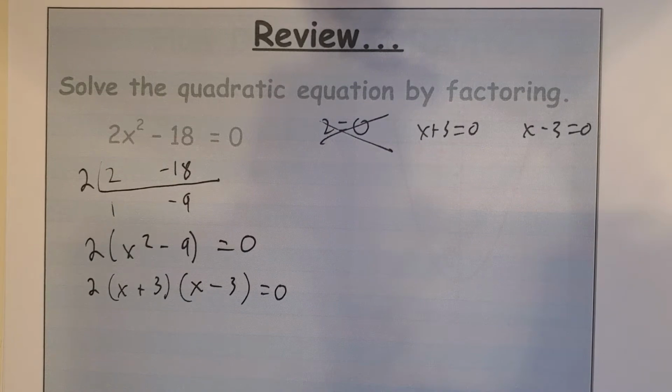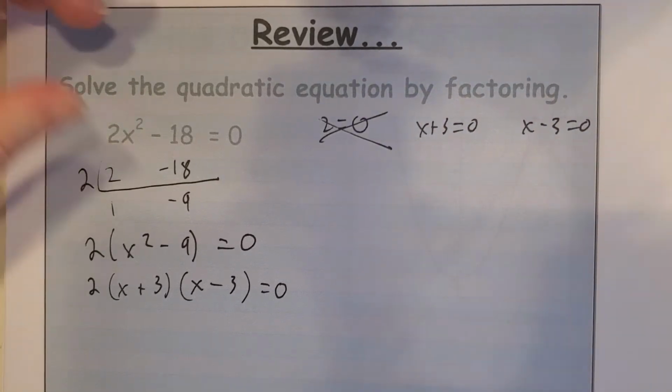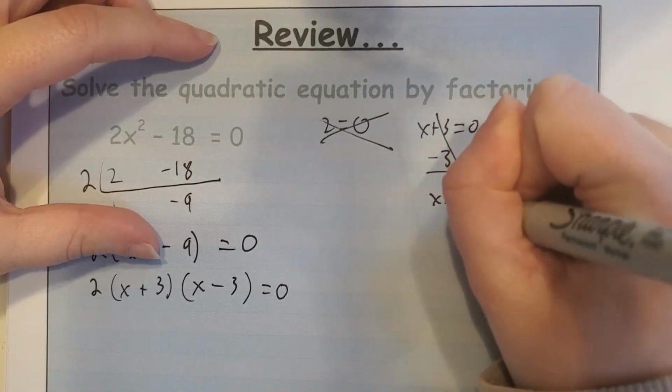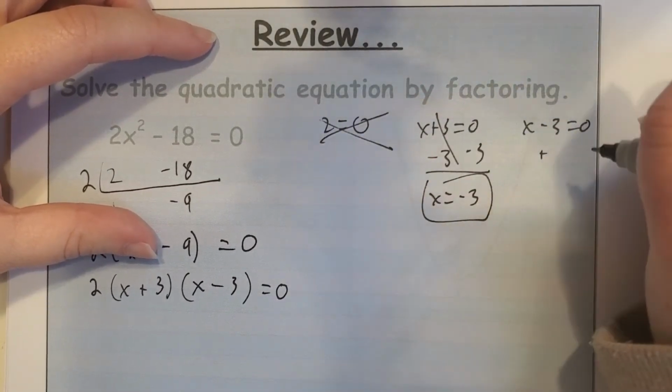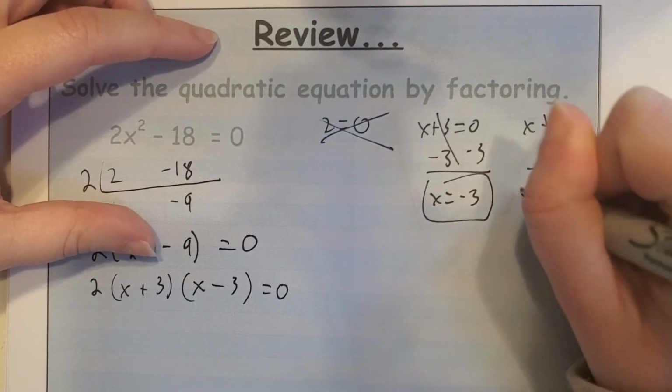All right, because we're solving a quadratic, we're still only going to get 2 answers maximum, and that comes from these 2 equations that we can then solve because they both have a variable. So minus 3, x is negative 3, plus 3, and x is 3.